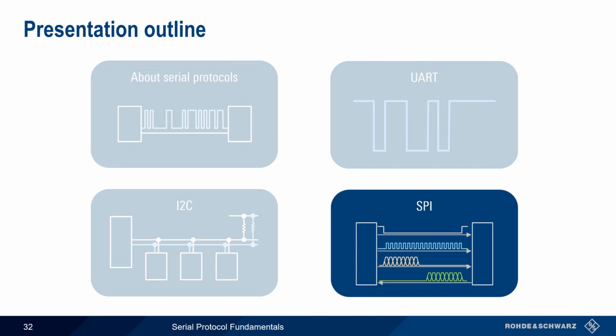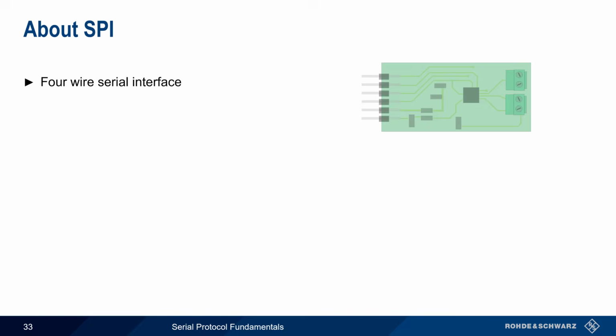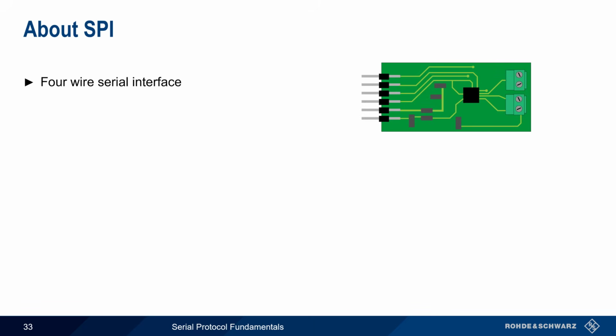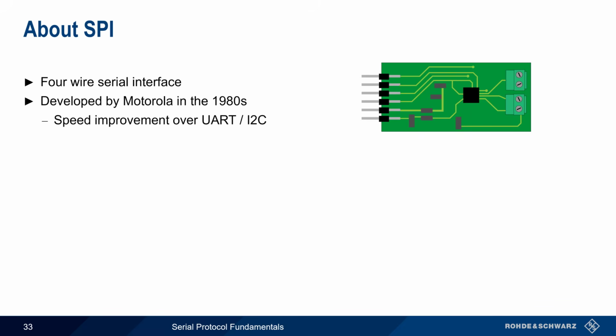Now let's discuss the last of the low-speed serial protocols that we'll look at in this presentation, SPI, or SPI. SPI is a 4-wire serial interface. Recall that both UART and I2C only used 2 wires. SPI was originally developed by Motorola in the 1980s and provides speed improvements over the other serial data protocols we've looked at. SPI also has the advantage in that it can support full-duplex communication, which I2C cannot.